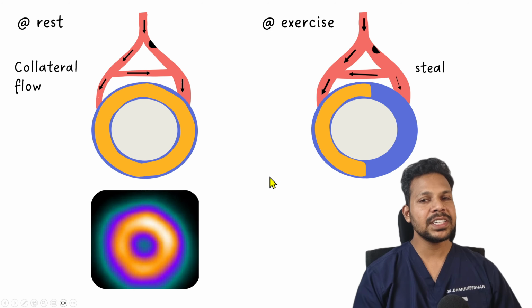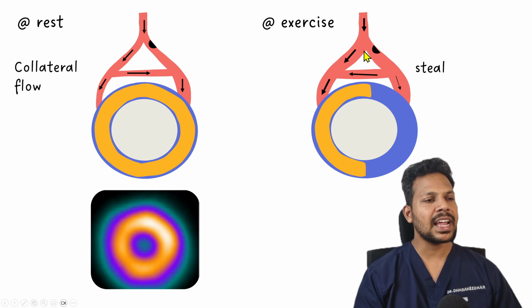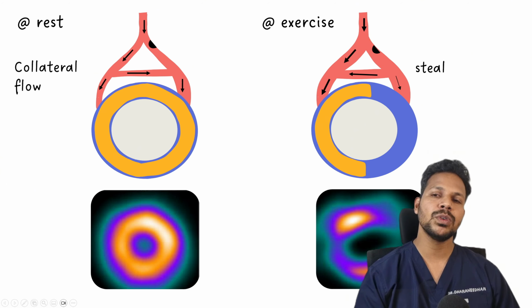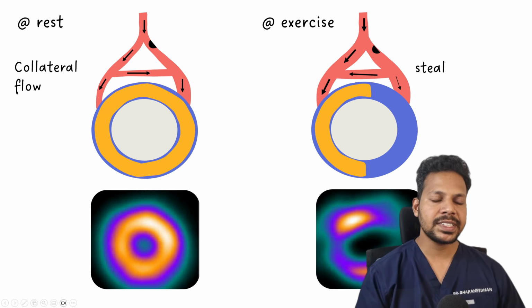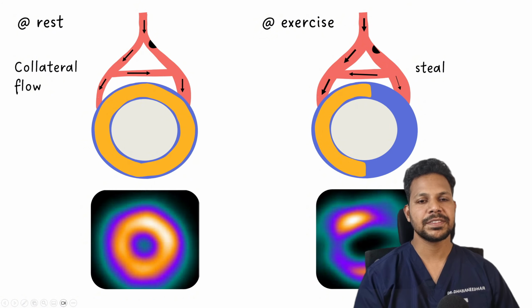On the other hand, when you look at an exercise based or a pharmacological based stress testing, you can see both the normal vessel as well as the occluded vessel are dilated. And because of this vasodilation, what will happen? The blood flow from the abnormal side is pulled towards the normal side, and the abnormal vessel is further deprived of blood flow, and the myocardium becomes ischemic. That is how it will appear on a PET scan or a perfusion scan. Hope you understood this.